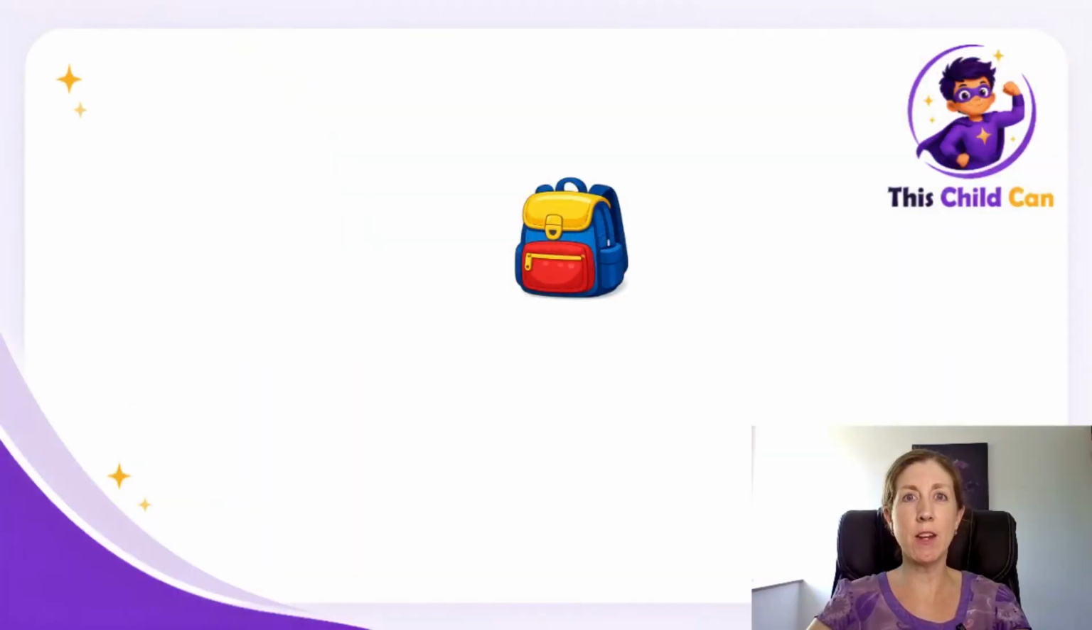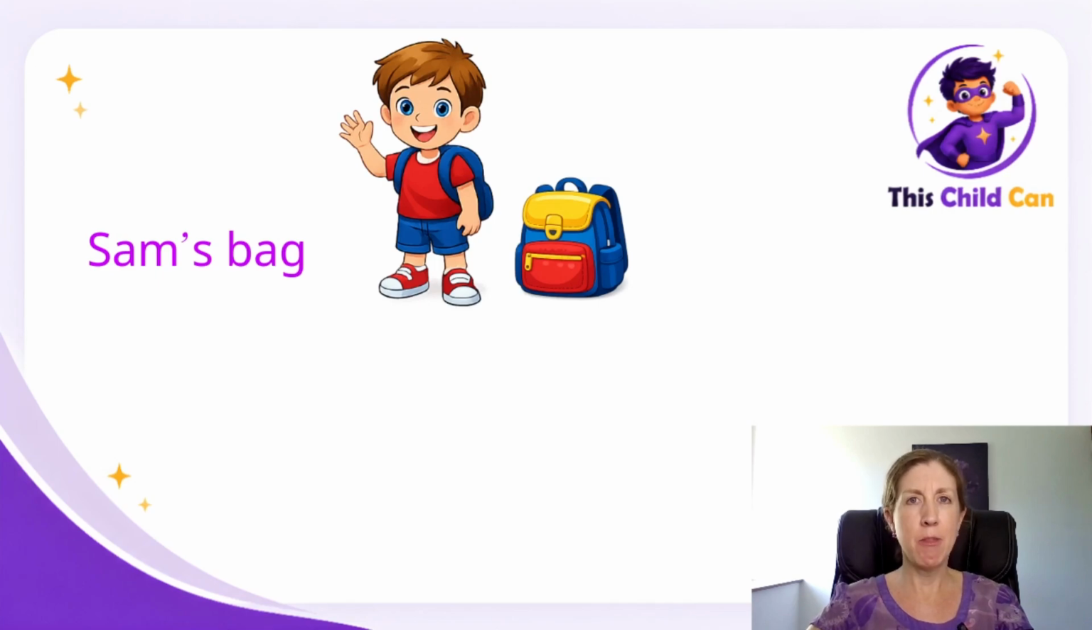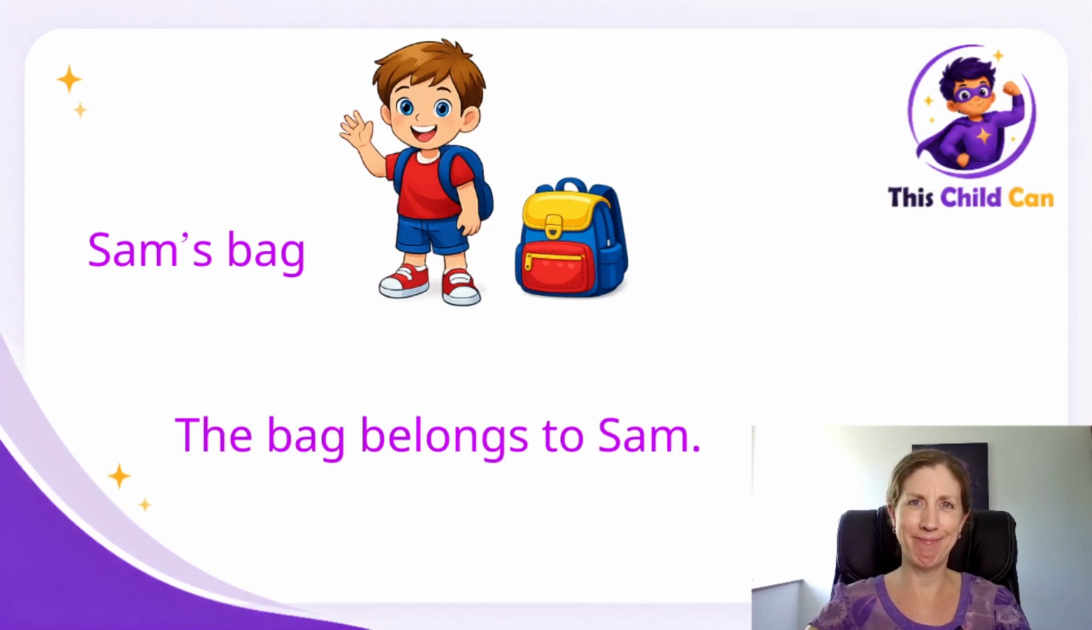Let's learn about apostrophes for possession. Now, these can often confuse children, and if we're honest, quite a lot of adults too. So today we're learning about belonging. Now we're going to start with the meaning, not the apostrophe. Here is a bag. Whose bag is it? It's Sam's bag. The bag belongs to Sam.